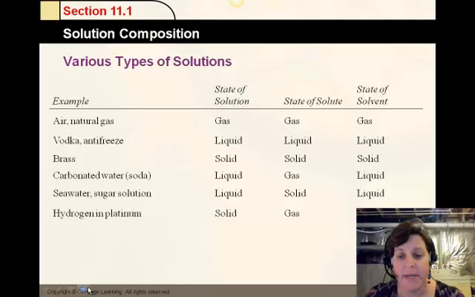And the thing to know is that in a solution, even though the particular members of the solution might have come from different phases of matter, when they're joined together, they actually take on the properties of the solvent, because remember, the solvent is the thing that's present in the greatest amount.